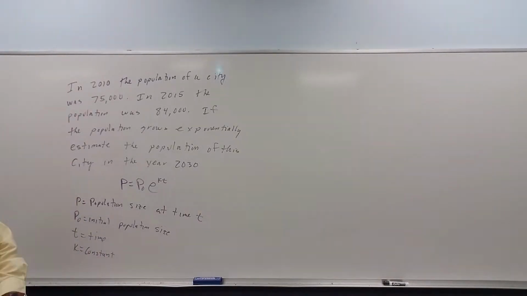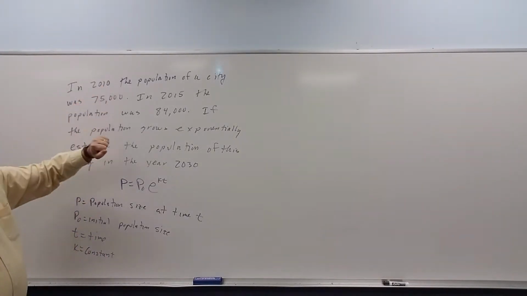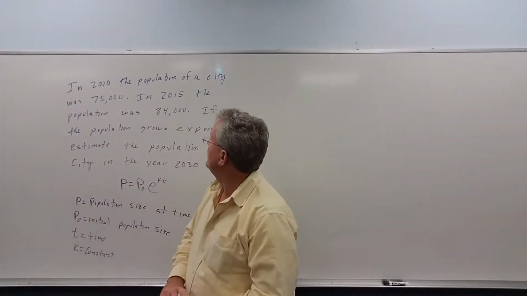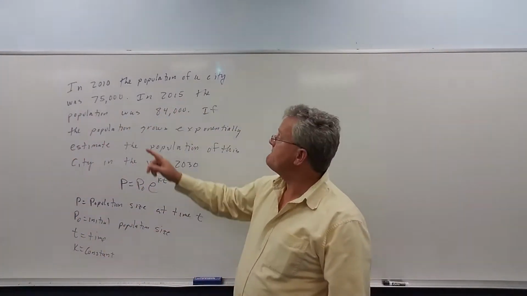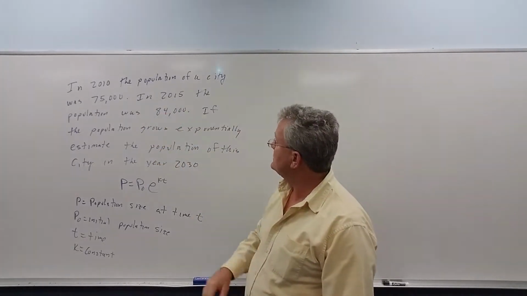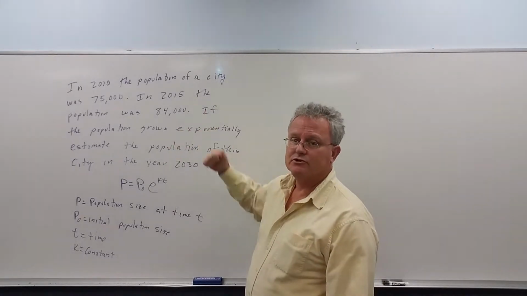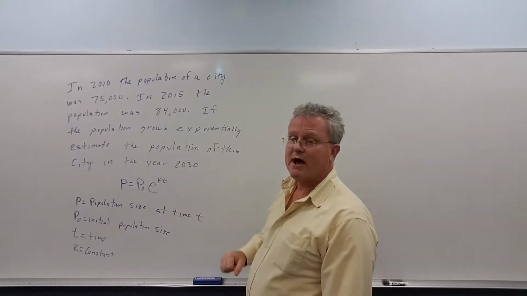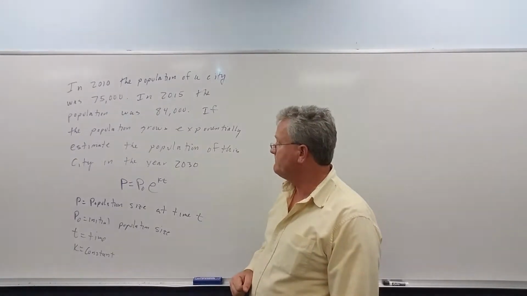Okay, in this problem we're told that in the year 2010 the population of a city was 75,000. In 2015, 5 years later, the population was 84,000. Let's assume the population grows exponentially and we want to estimate what the population will be in 2030.